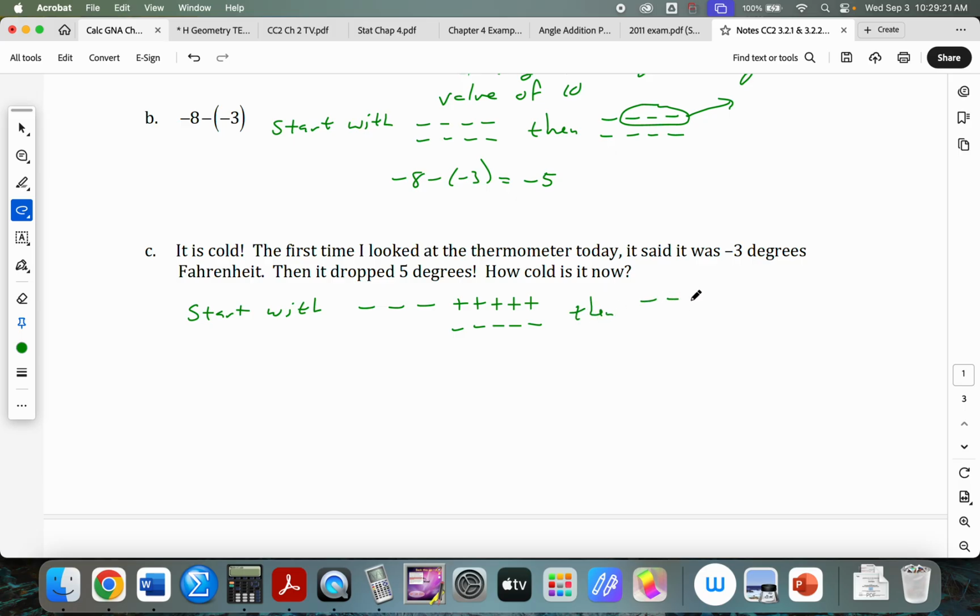Then we're going to take that and we're going to remove the 5 positives. So if we're at -3 minus 5, where does that land us? -8.